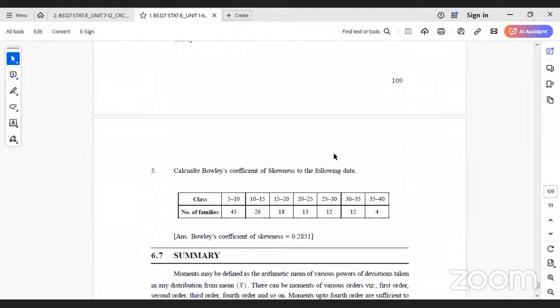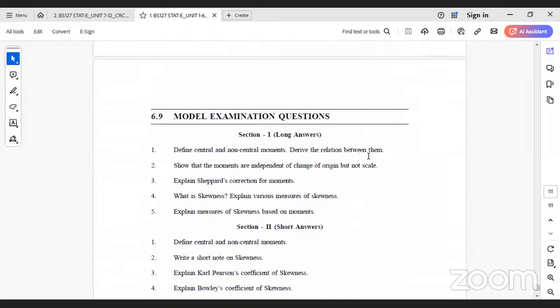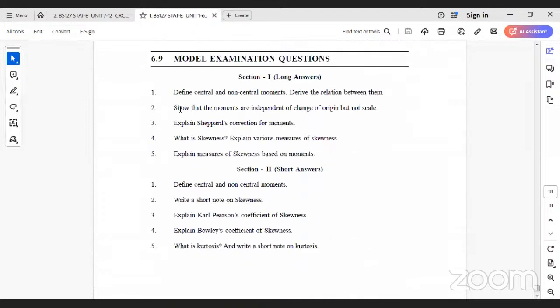So now we are going to the 7th unit. In this unit you have to study, show that the moments are independent of change of origin, scale, and Sheppard's correction, moments already told. ముఖ్యంగా చదవండి. What is skewness, and explain measures of skewness based on the moments. ఇవి చదవండి మేజర్ గా. Clear? Okay, sir.